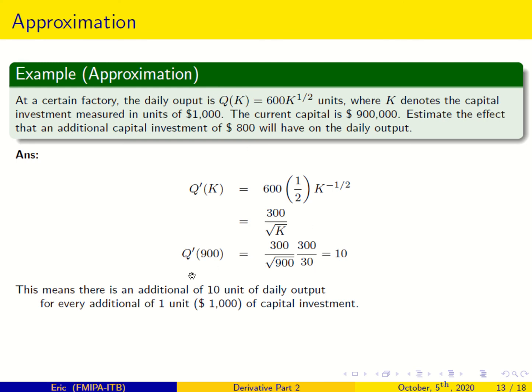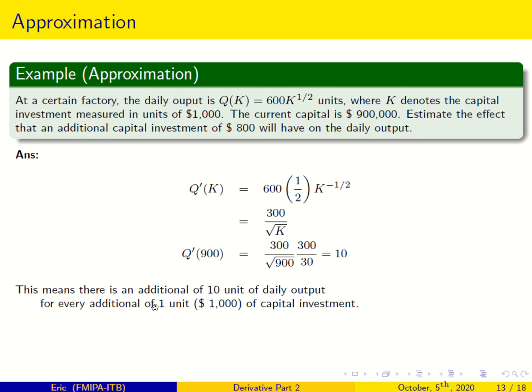So what does Q prime of 900 mean? For 1 unit of K, you go up by 10. So there is an additional 10 units of daily output for every additional 1 unit of capital investment. Don't forget, 1 unit is 1,000.